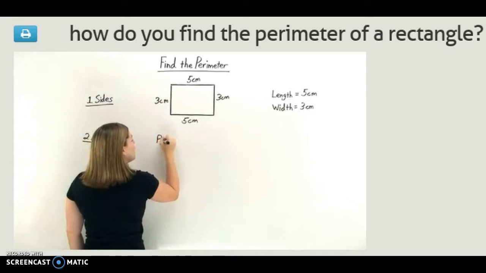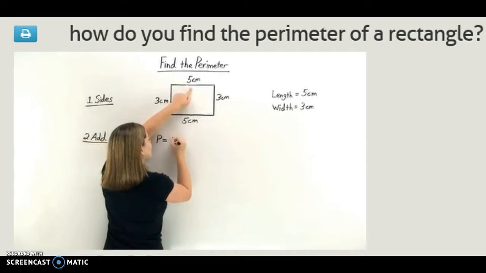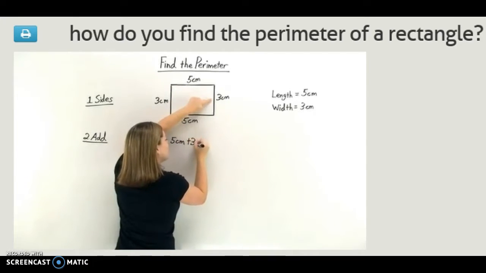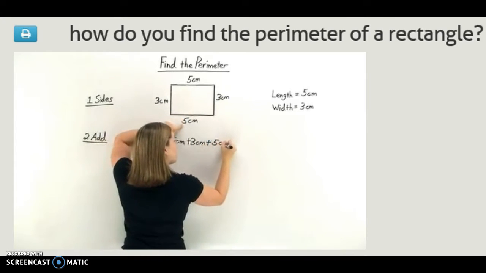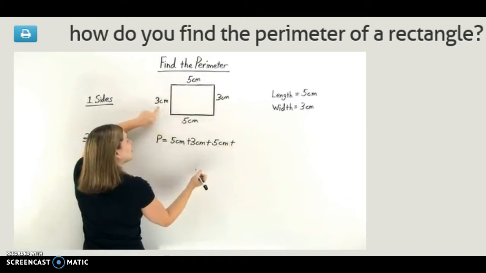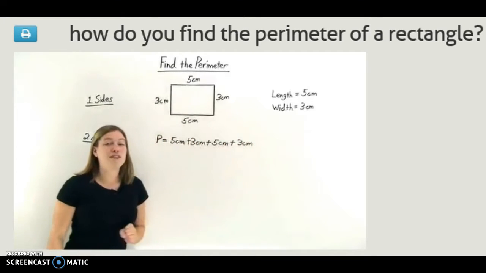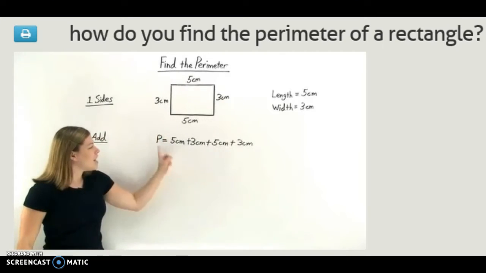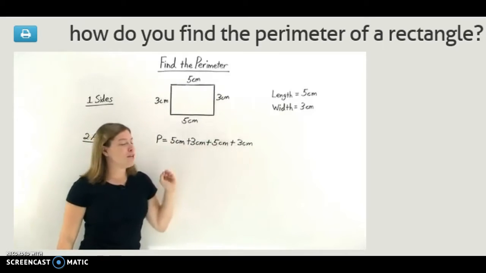So, to find the perimeter, which we'll call P, we want to take this side length, which measures 5 centimeters, plus this side length, which measures 3 centimeters, plus this side length, that measures 5 centimeters, plus this side length, that measures 3 centimeters. If we add all of these together, we will get the perimeter of this figure. Well, we're taking 5 plus 3 plus 5 plus 3.